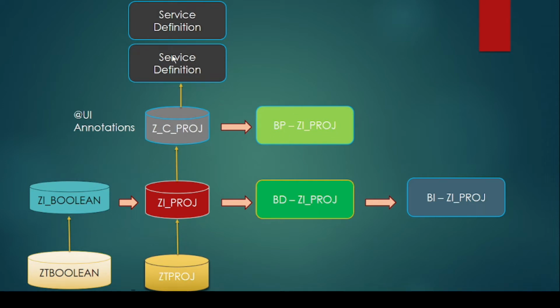What next? Obviously the service definition, and oh, my bad. It should be service binding, not the service definition. Okay, so service binding, I'll correct it later maybe. So this service definition should be out of the consumption view, and from the service definition we'll create a service binding. So it should be binding, not the definition. Okay, so this is overall our layout architecture, and we'll be using the Eclipse ADT to create the content.